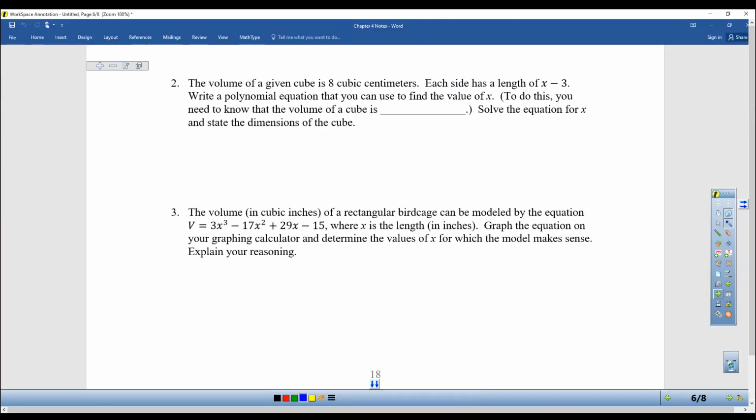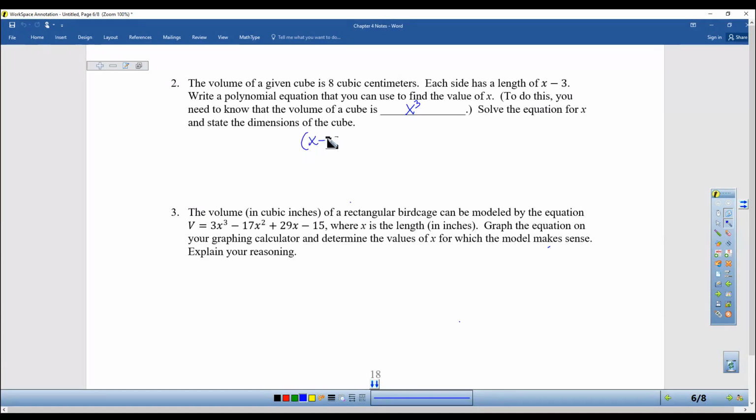Now to do this next one, you do need to know the volume of a cube. So let's go ahead and fill that in. x cubed. This says that the volume of a given cube is 8 centimeters, and each side has a length of x minus 3. Write a polynomial equation you can use to find the value of x. Solve the equation for x and state the dimensions of the cube.